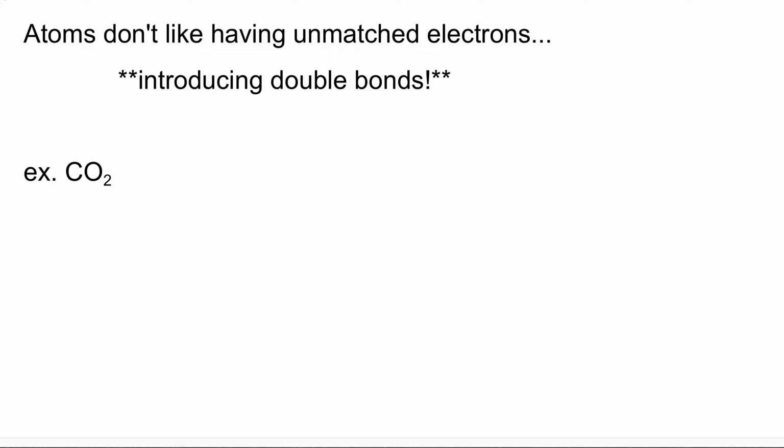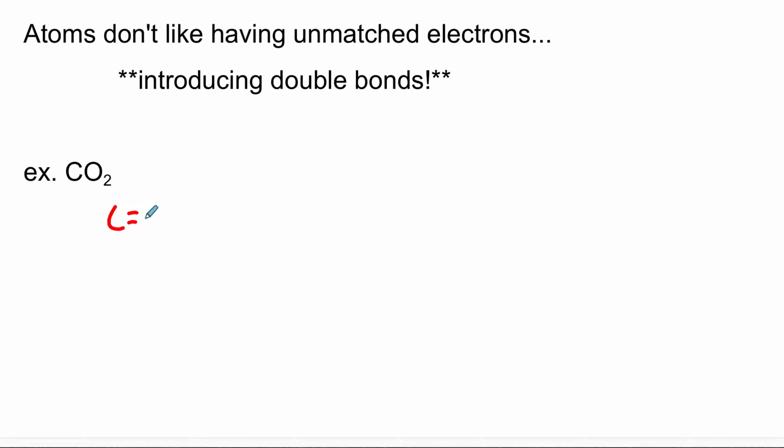Now, sometimes you'll run across examples where we have unmatched electrons, where maybe we don't have an octet that's necessary. So this is a little bit of a different concept. I'll show you the way that we do this with carbon dioxide.